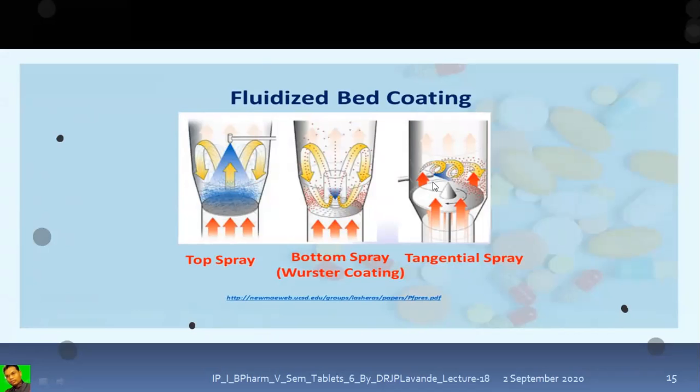There is another modification which is said to be the tangential spray. You can see the spraying assembly from this side, right? So here it is from the top to bottom, here it is from bottom to the top side, and here it is from left side to the right side. So it is the tangential. Sometimes it might be from right side to the left side also. And the air inlet is from the bottom. So the tablets will be floated and they will get coated with the help of this tangentially sprayed coating solution. So these three are the different modifications in case of the fluidized bed coating, right?